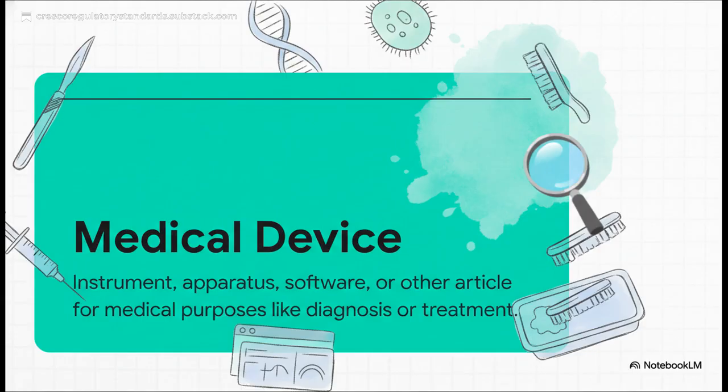And here's something crucial to keep in mind. All these devices get sorted into risk classes, from low risk A to high risk D. And that classification is going to dictate everything about your registration process later on.